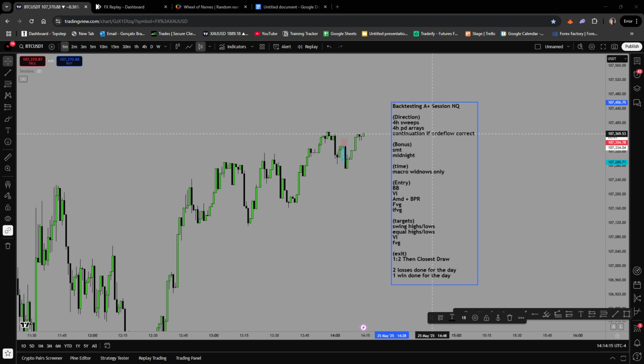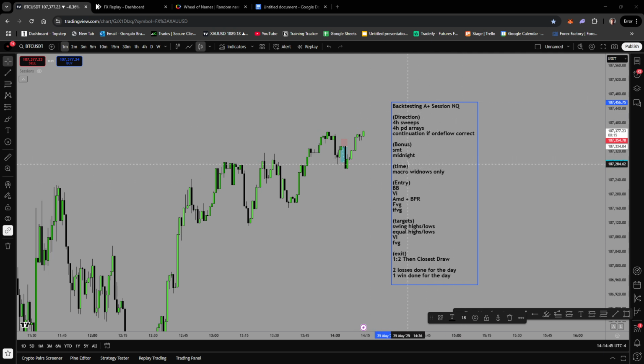Now, continuation if order flow is correct. Essentially, all this means is the 1 minute time frame is showing bullish price action, even though we are sweeping the high. Okay, we can still take a short-term buy continuation trade here. So a bonus into our directional bias is if we find SMT, and if we are beneath the midnight and 8:30 opening prices, we would be in a discount, and if we're above, we're in a premium, so expensive.